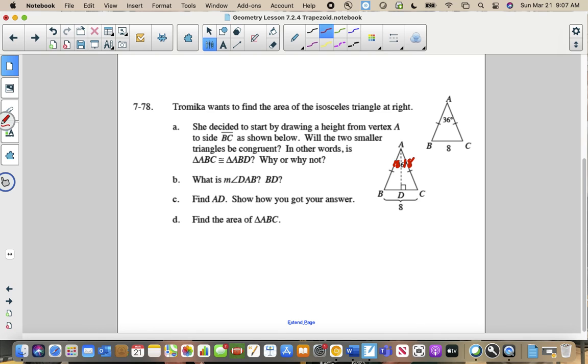How would I find the BD? Well, I know this is 4 and 4. And so now I could use my trig where this is 18 and this is 4. So I can use the tangent of 18 is equal to 4 over x. Now I can cross multiply and find x. Then I've got the height of the triangle. I know the base. And so there I can multiply the height times the base and divide by 2.